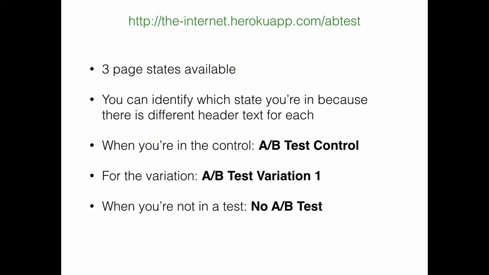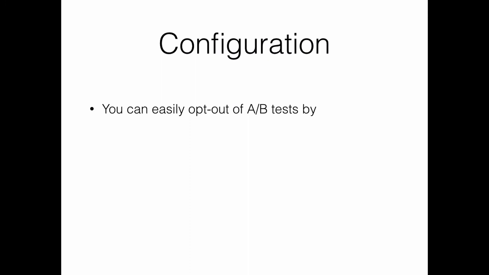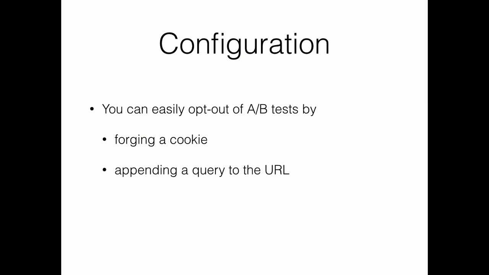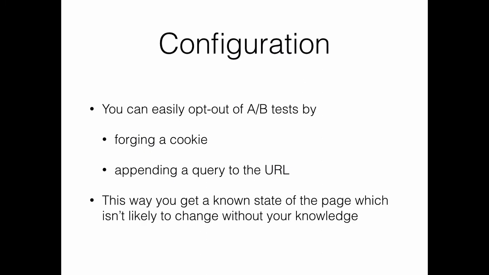So for configuration, you can easily opt out of tests within Optimizely, and ideally within your own A/B testing platform, hopefully, by forging a cookie or appending a query to the URL. Those are the 2 primary ways. And then you end up being taken out of these experiments, and you know the state of the page, and that way things are not likely to change without your knowledge.